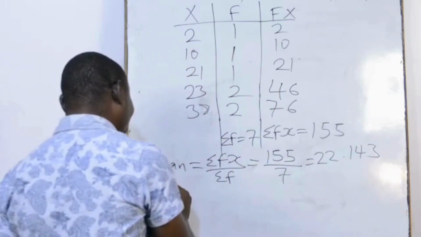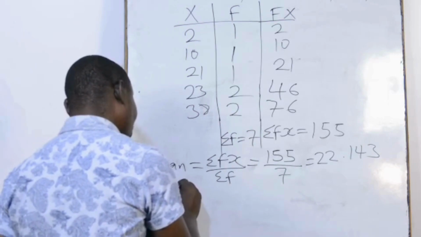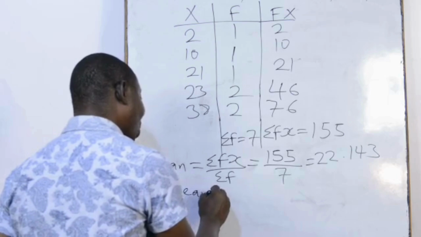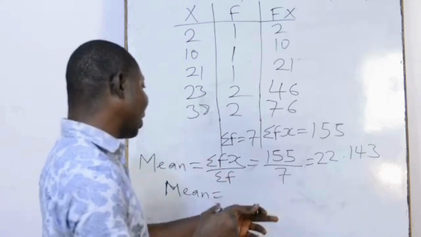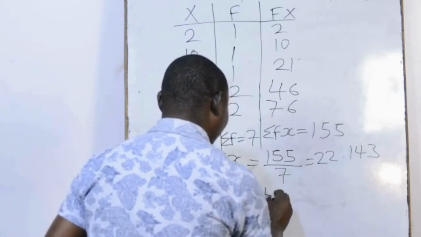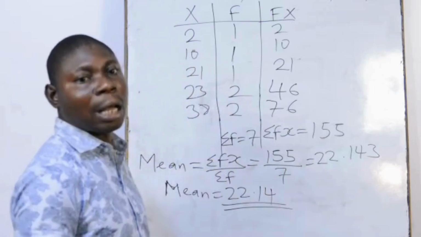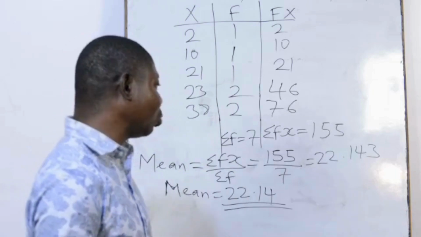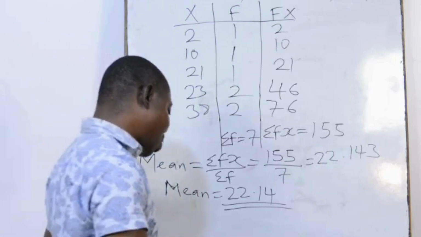If the question asks you to approximate it, you can still do so. But if you want your answer to be in less one, you can say 22.14. This one will be 2 decimal places. That's for the mean.